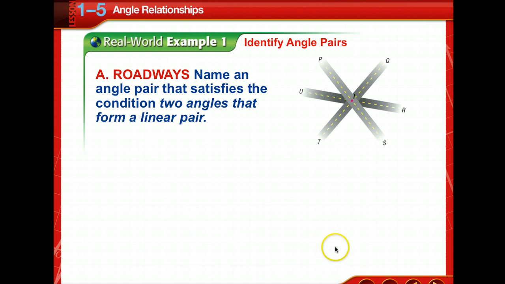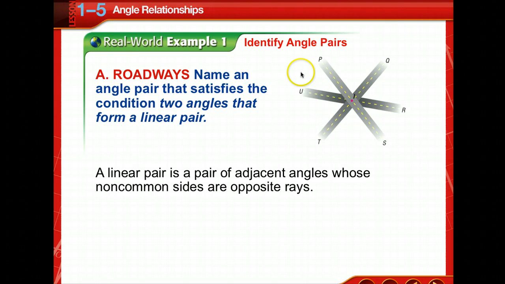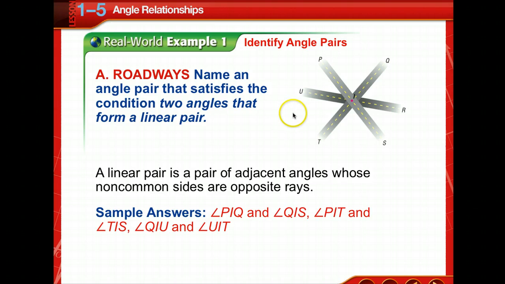So let's identify some angle pairs. They give us some roads here, and they want us to name an angle pair that satisfies the condition: two angles that form a linear pair. A linear pair is a pair of adjacent angles whose non-common sides are opposite rays. So these are examples. You could choose either one of these.